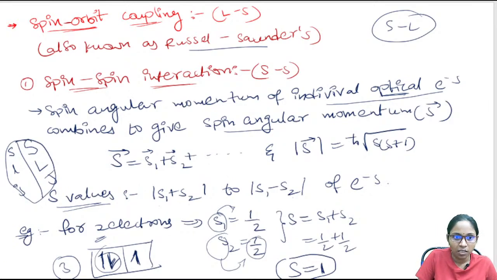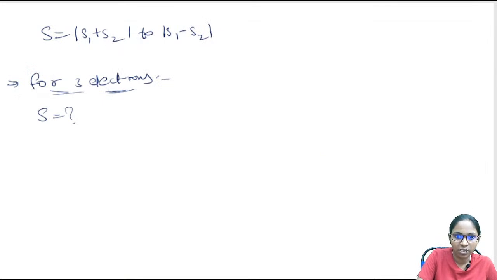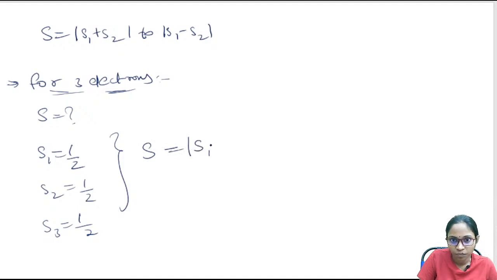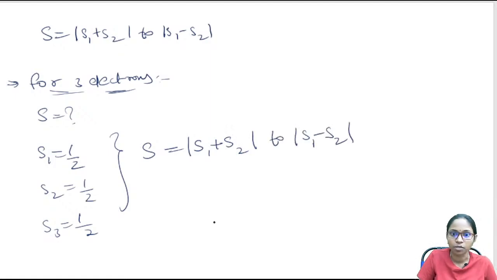Okay, and coming to one more example, for 3 electrons, what will be the capital S? You have to calculate it, it is your work. I will do a little. For 3 electrons, S1 is 1 by 2, S2 is 1 by 2, S3 is 1 by 2. These are unbonded electrons, they are not bonded to each other. Then for this, calculate capital S. Capital S values will be from mod of S1 plus S2 to mod of S1 minus S2. You have to calculate this one.